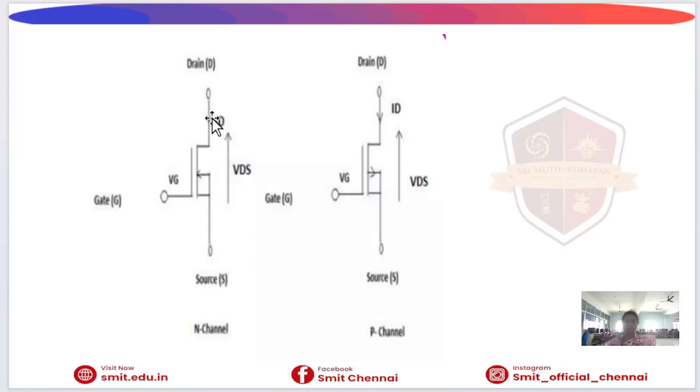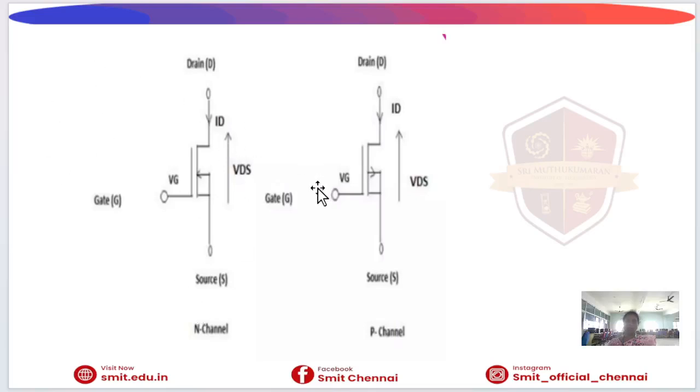What will the drain do? The drain collects the charge carriers. The source supplies the charge carriers and the drain collects them, so this is the destination. The gate controls the current flow, so it acts as a switch. Then the body is the substrate region of the MOSFET, usually connected internally to the source. Although the MOSFET has four terminals, it is usually treated as a three-terminal device because the body is connected to the source.